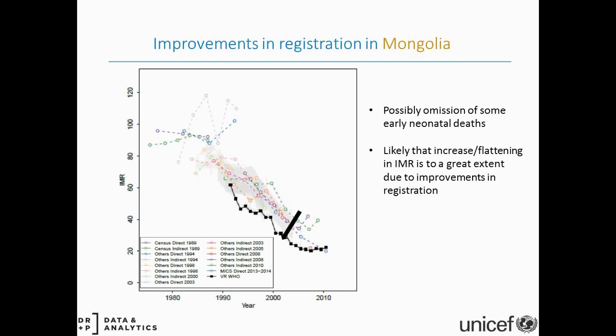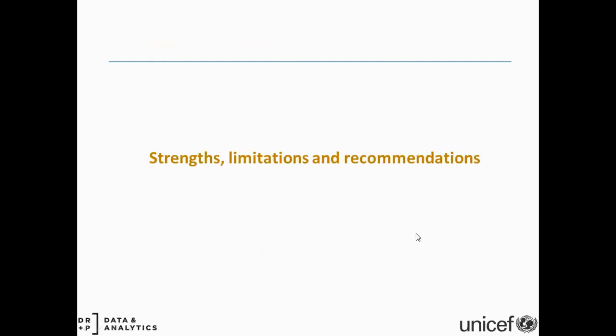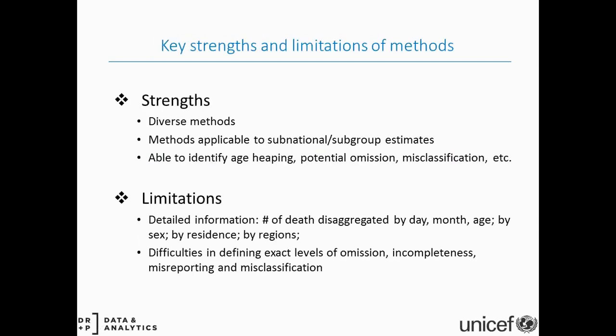So Mongolia, the registration system also improving the coverage for death, and you can see that it is some increasing the infant mortality rate, but likely because of the improvement in registration. And for the registration data is lower than other data sources. And very quickly about strengths.